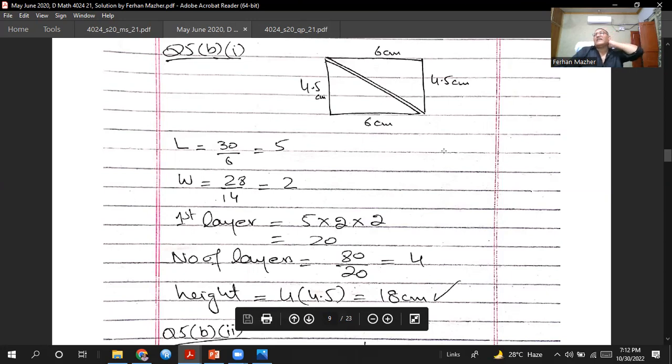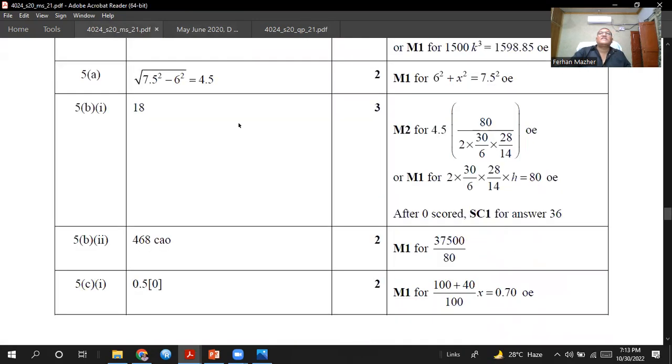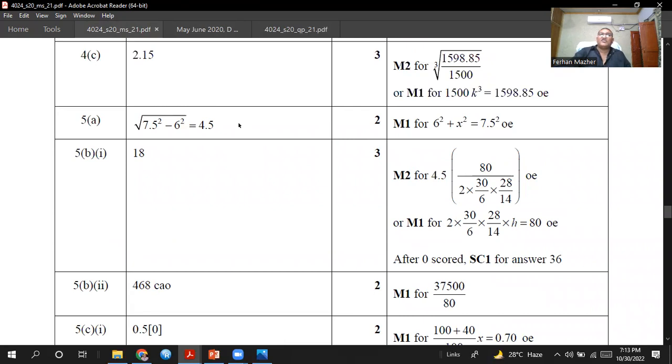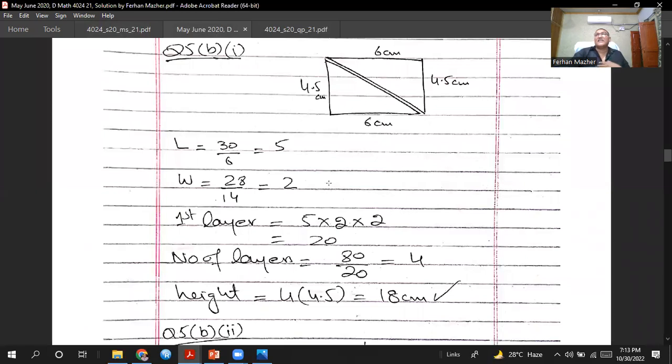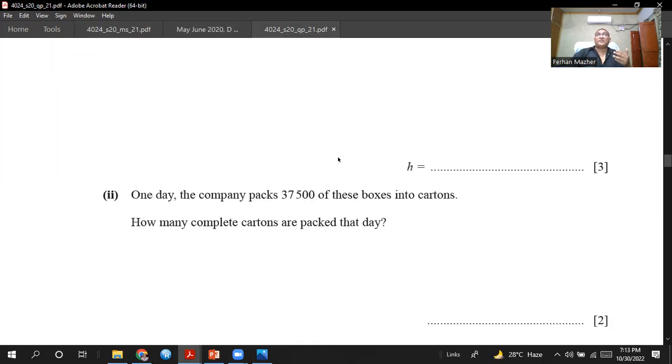So what will be the height of the four layers? One layer is of 4.5 centimeter height, so four layers will be 4 into 4.5, and that will be 18 centimeter. So the height will be 18 centimeter. Let me check the answer. Question number 5, its B part is showing up. 18 is the right answer. I hope you understand this technique. This is not simple mathematics. It requires a lot of common sense also.